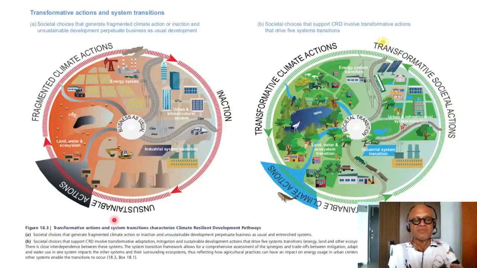Okay, coming closer, transformative actions and system transitions characterize climate resilient development pathways. So here we have transformative actions and system transitions. Societal choices that generate fragmented climate action or inaction, and unsustainable development, perpetuate business as usual. Characterized by unsustainable actions, fragmented climate actions and inaction feeding into each other and basically ending up with business as usual, everything getting degraded: land, water, ecosystems, energy systems, urban and infrastructural systems, industrial system transition and so on. So societal choices that generate fragmented climate action or inaction and unsustainable development perpetuate business as usual and entrenched systems.